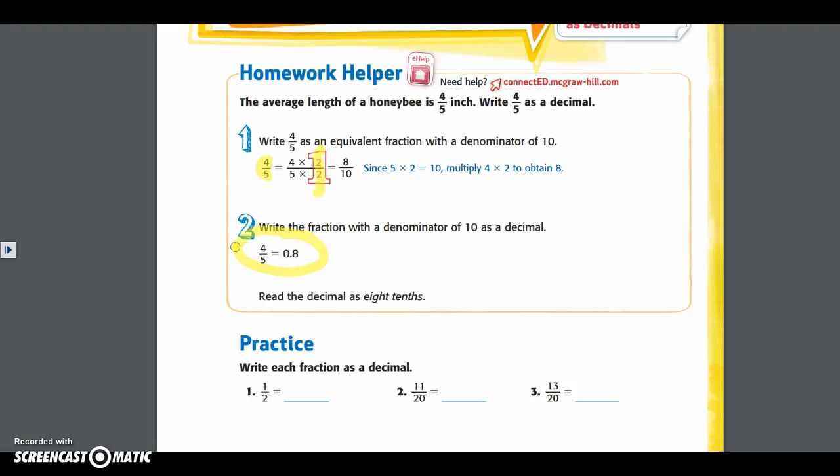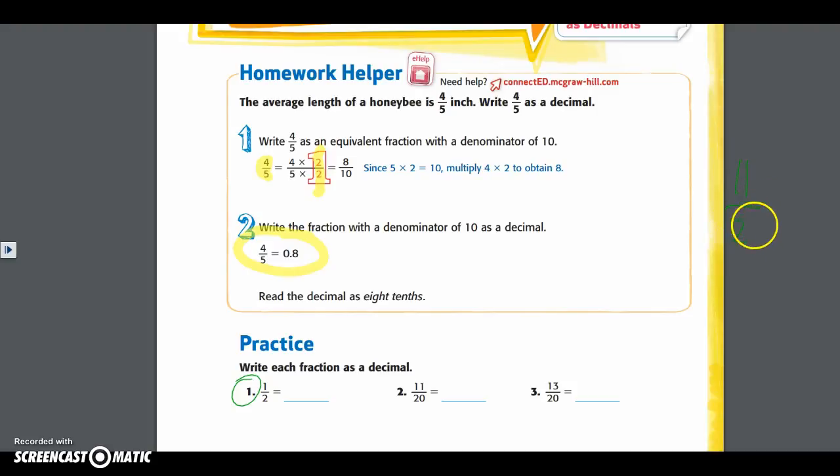Okay, so let's take a look at some of these problems down here at the bottom. I'm going to leave this very easy guy for you. Hopefully you're all just screaming, I don't even have to divide that one. I know what that one is. Well, let's take a look at number 2.